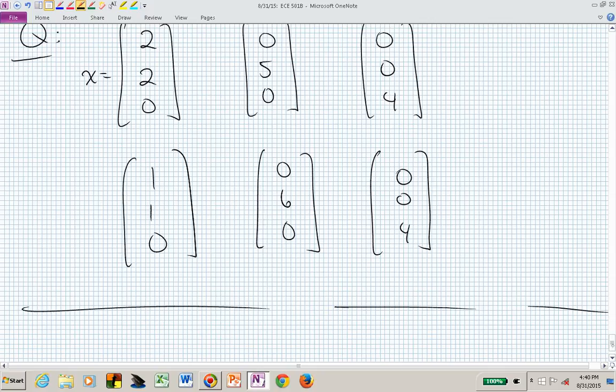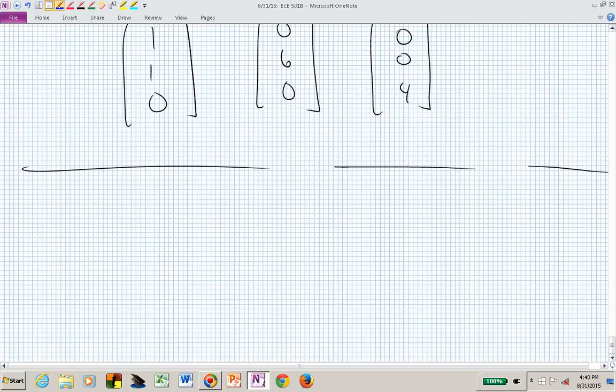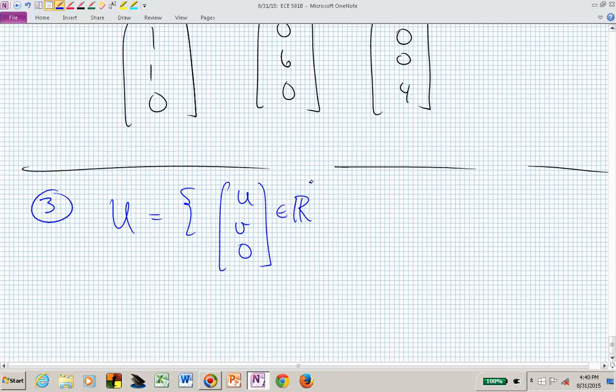But let me try to get over another example. So now I've looked at R3 so far, and all of my decompositions have been three subspaces. They wouldn't have to be. Suppose my first subspace is U, V, 0, which is in R3, where U and V I can select independently.